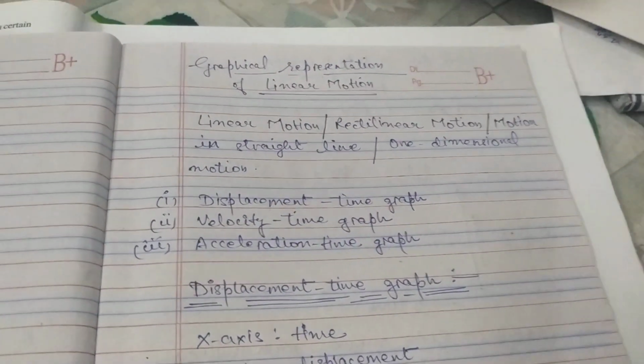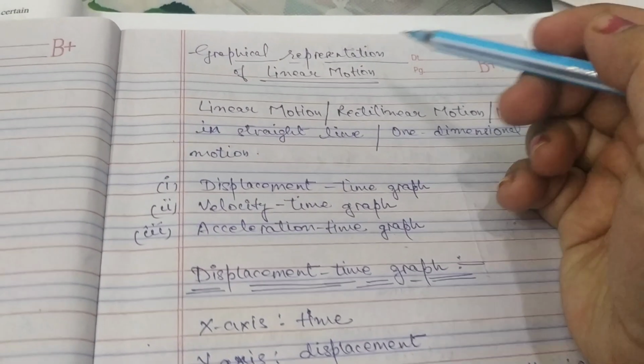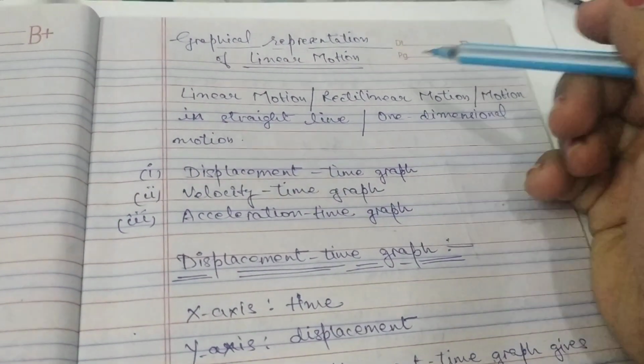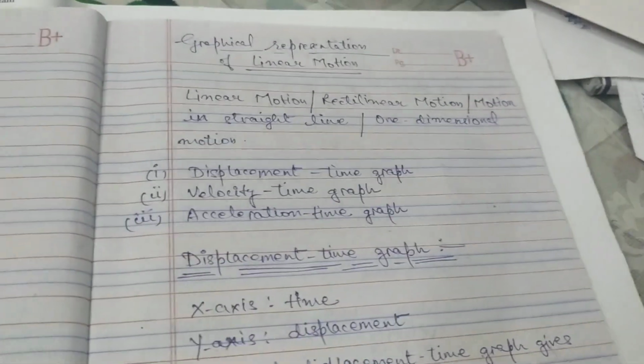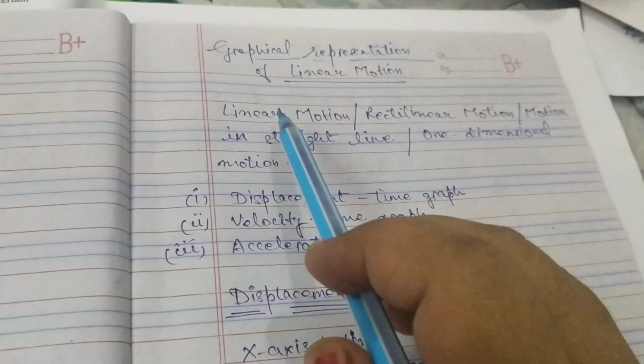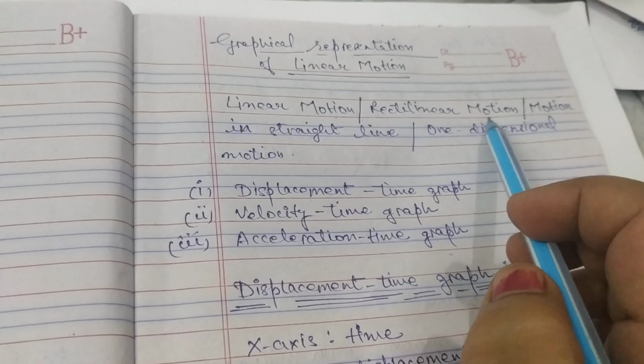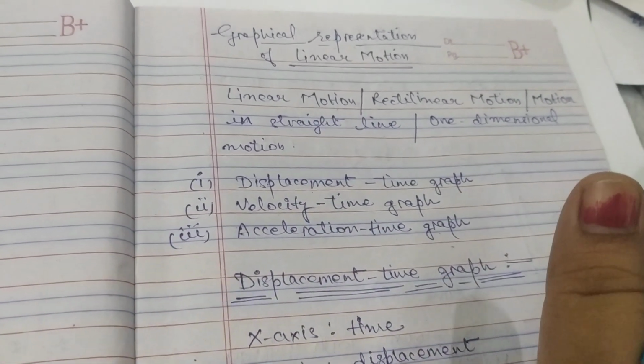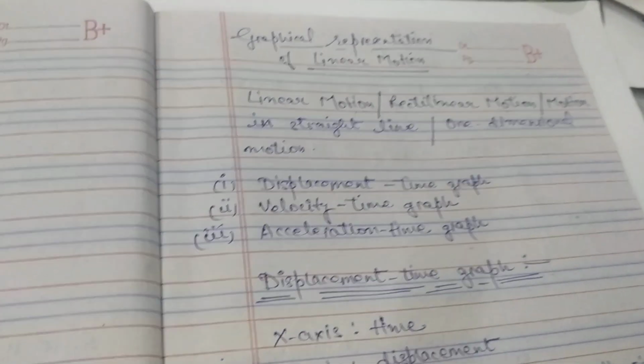Good morning, students. So let us discuss the graphical representation of linear motion today. What is a linear motion? I have written several names of it: linear motion or rectilinear motion or motion in straight line or one-dimensional motion. They are all the same, right?